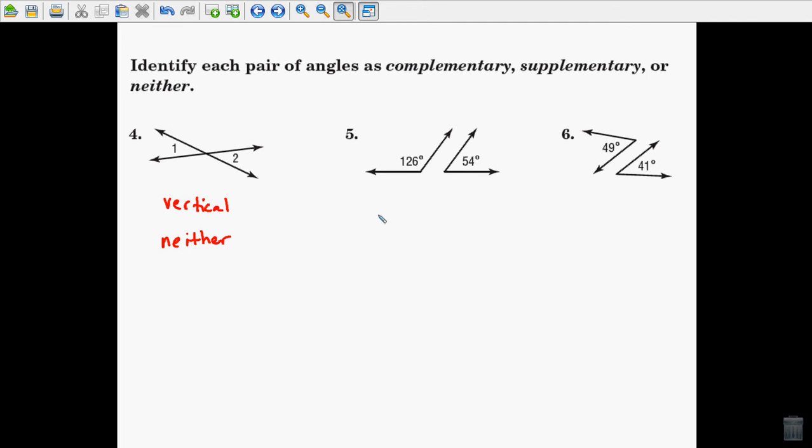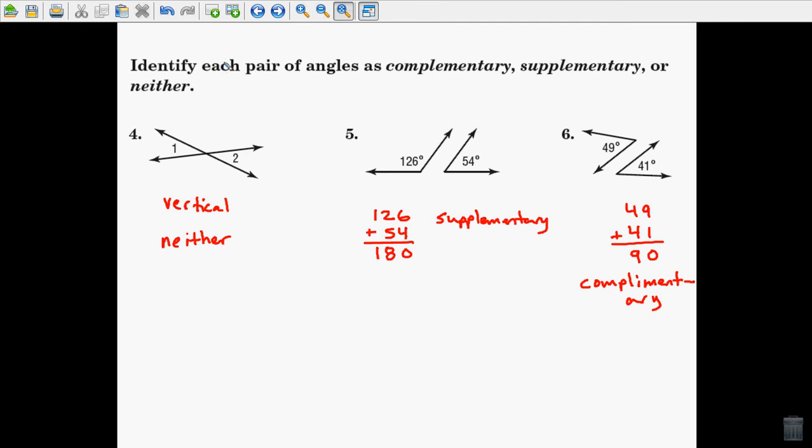With number 5, we simply have to add 126 to 54 to see what we get. And we do get 180, so these are supplementary angles. Finally, number 6, if I add together 49 and 41, we get 90, so that makes these complementary.